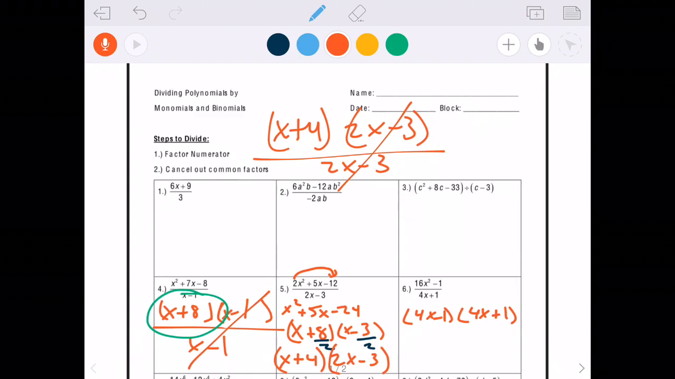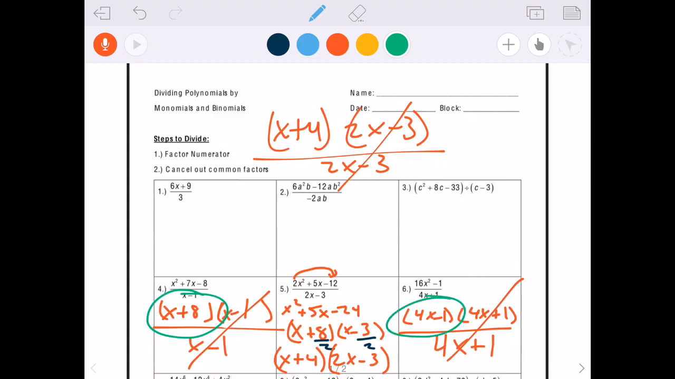Now, of course, if you want to double check and make sure that's the correct factoring method, FOIL, and then we should get exactly what we started with. All of this is over 4x plus 1. So as you can see, those cancel, and your answer is 4x minus 1.